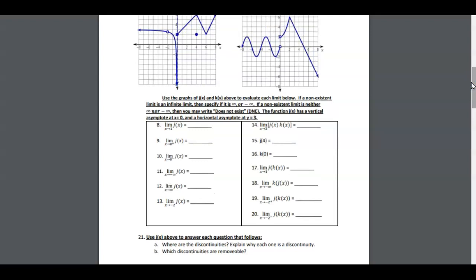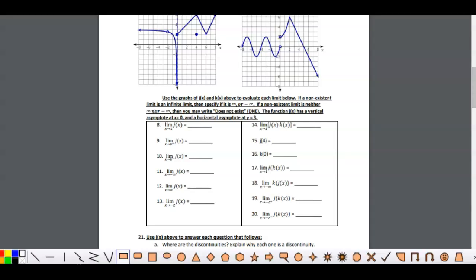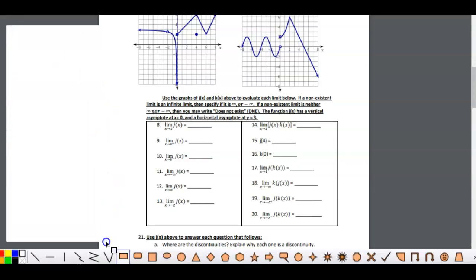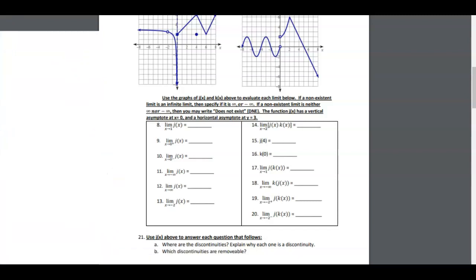Question number 21 says, where are the discontinuities, and explain why each one is a discontinuity? And we're only looking at the graph of j in this case. I'm going to need a little bit more writing space here. So let's look at j. Where are its discontinuities? Well, there's one here. That's at x equals -2. There's one here at that vertical asymptote point. So that's at x equals 0. And there was one up here as well, where there was an open dot, so that was x equals 4.